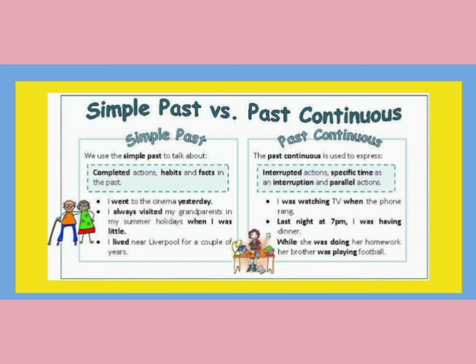We use simple past to talk about completed actions or habits or facts. For example, I went to the cinema yesterday. I always visited my grandparents in my summer holidays when I was little.